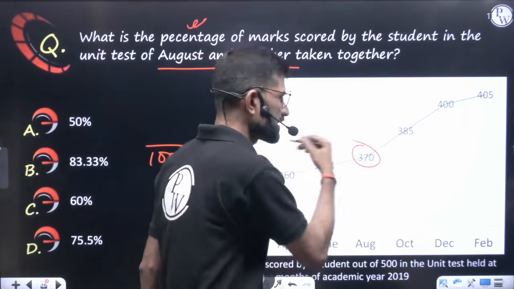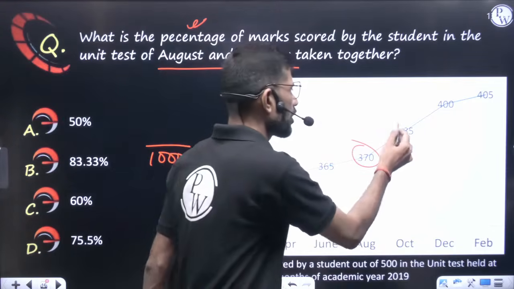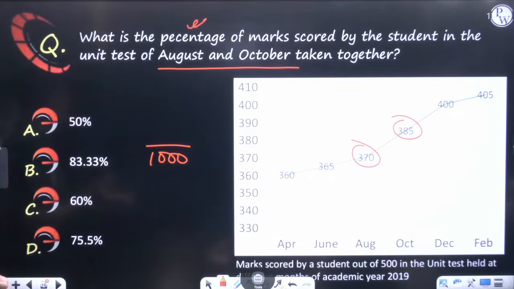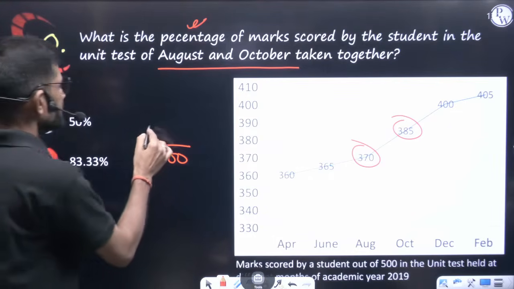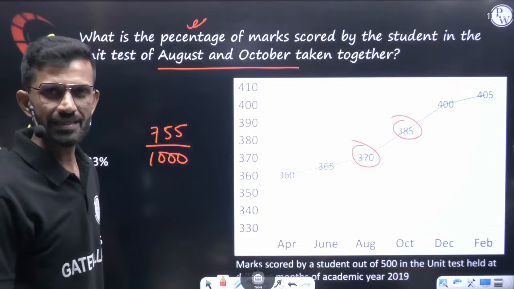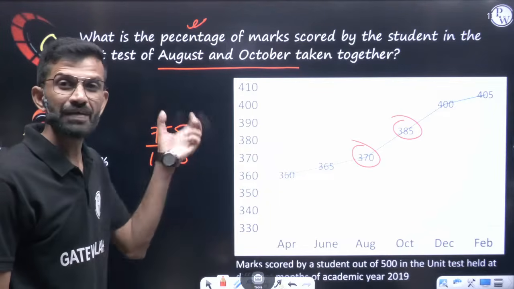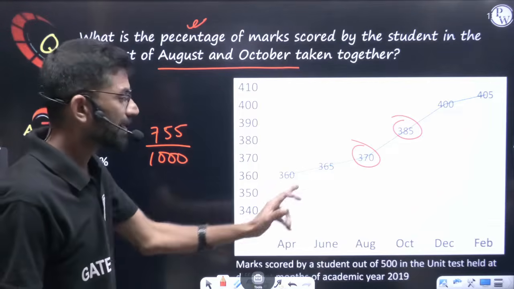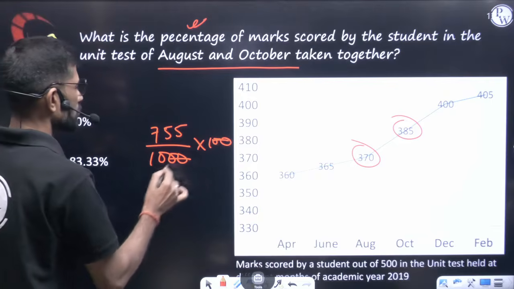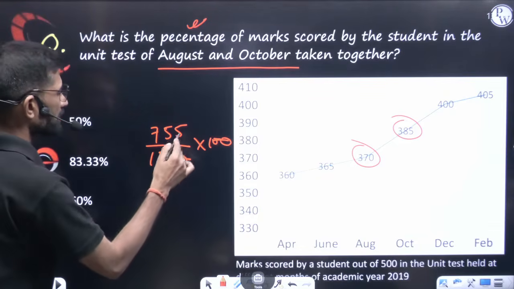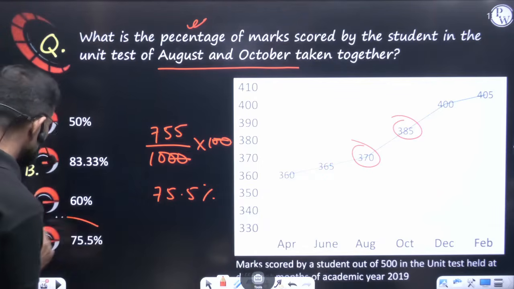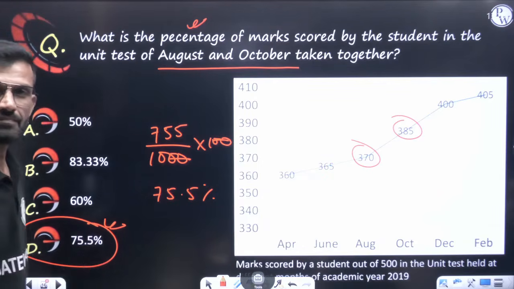Out of 1000, how much did he get in August? In August he got 370 and in October he got 385. So add this one, 370 plus 385. It will come somewhere around 755. This value you have to find in percentage. Out of 1000, 755 if we combine both, August and October, in percentage means into 100, very simple, 2 zeros cancel. So it will be coming 755 by 10, which is equal to 75.5%. That is option D. Clear?